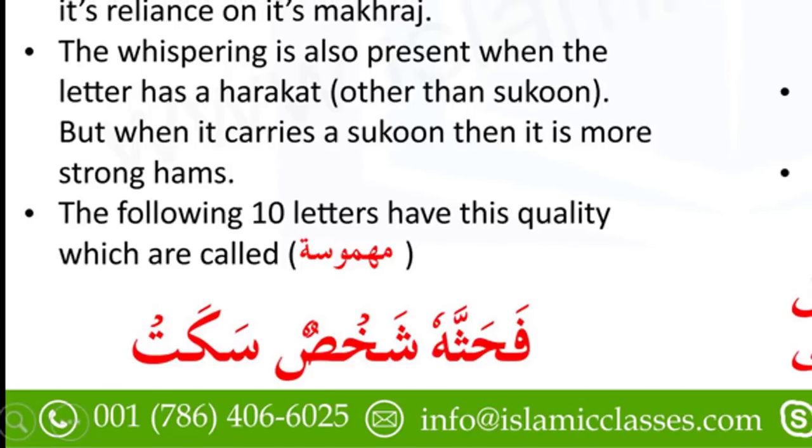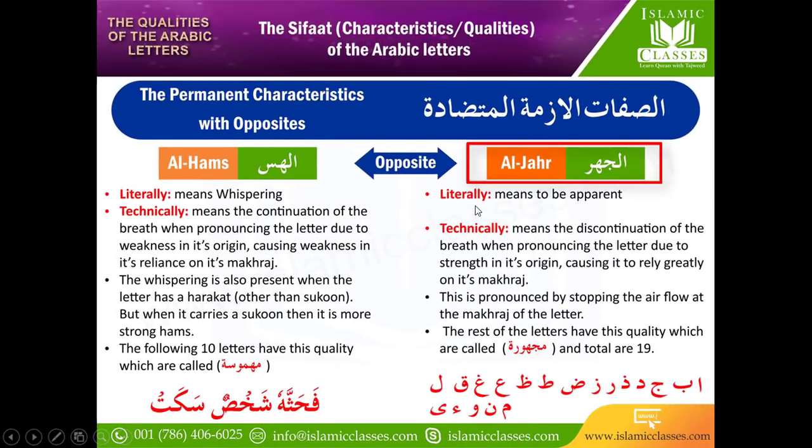And the second is al-jahr, which is the opposite of al-hams. Al-jahr literally means to be apparent, and technically it means the discontinuation of the breath when pronouncing the letter due to strength in its origin. This is basically the opposite. In al-hams we were continuing the breath, and here we discontinue the breath when pronouncing the letter due to strength in its origin, and there should be a little bit of strength, causing it to rely greatly on its makhraj.